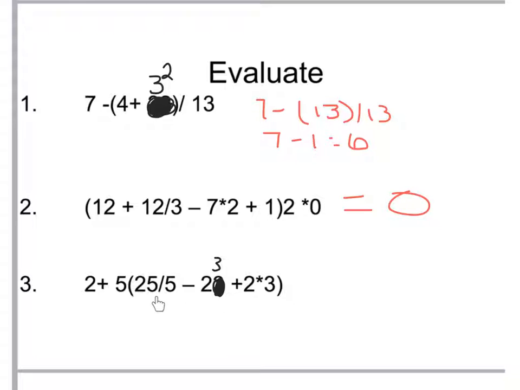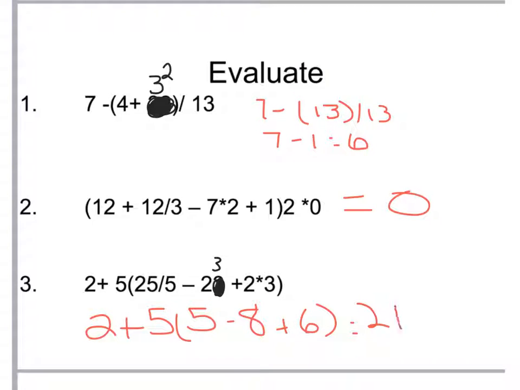Take a look at this last one. We have to do this in parentheses first. And 25 divided by 5 is going to be 5. So we get 2 plus 5. And inside parentheses, we have 5. 2 to the third power is 8. And 2 times 3 is 6. Still have to simplify what's in parentheses first. And we have 5 minus 8 is -3. And a -3 plus 6 is going to give us a +3. So this becomes 2 plus 5 times 3. Final answer, 15 plus 2, which is 17.